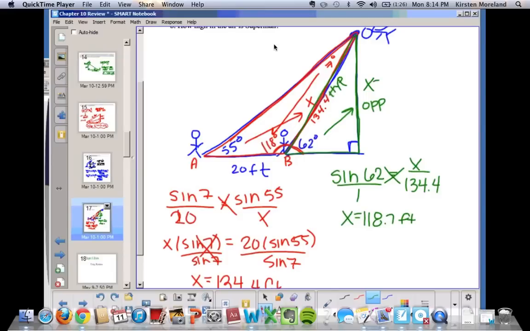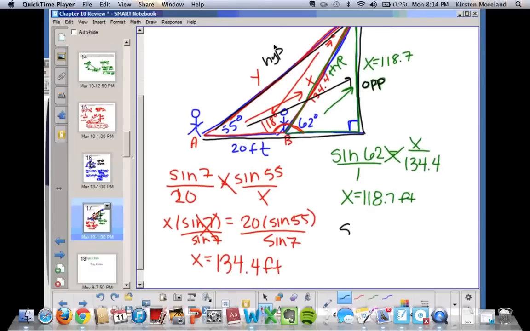Right? And now what's nice about knowing that is I now have a side on that big right triangle. So I ultimately need to find now how far student A is from Superman, that distance y that I just wrote in. And so what I'm going to use is this big triangle, and I'm going to outline it in black. I know the opposite side. I know the angle is 55. I know the opposite is 118.7. I'm trying to find the hypotenuse, so I'm going to use sine. Sine of 55 equals 118.7 over y.